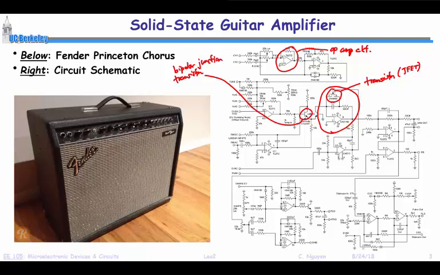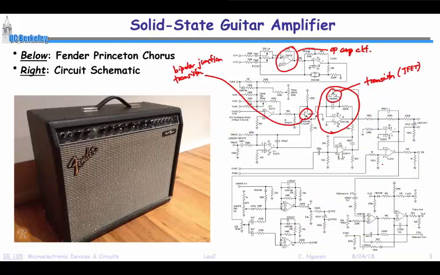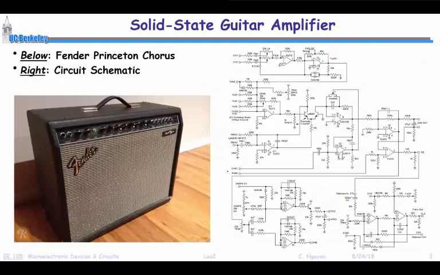So in 105, we're going to learn how to build circuits like this, discrete circuits, not as complex as this. It takes some time to get to this kind of complexity. But this is one of the circuits we'll build. And so this is an amplifier. This is not one of the circuits we'll build. This is the type of stuff that you'll learn to build eventually.